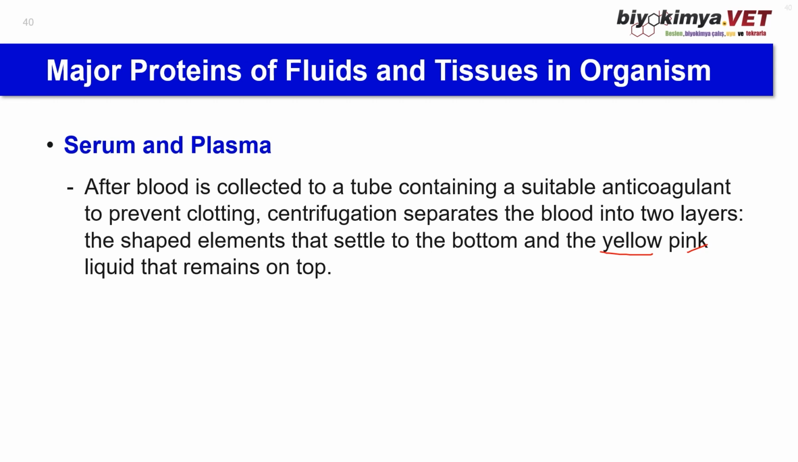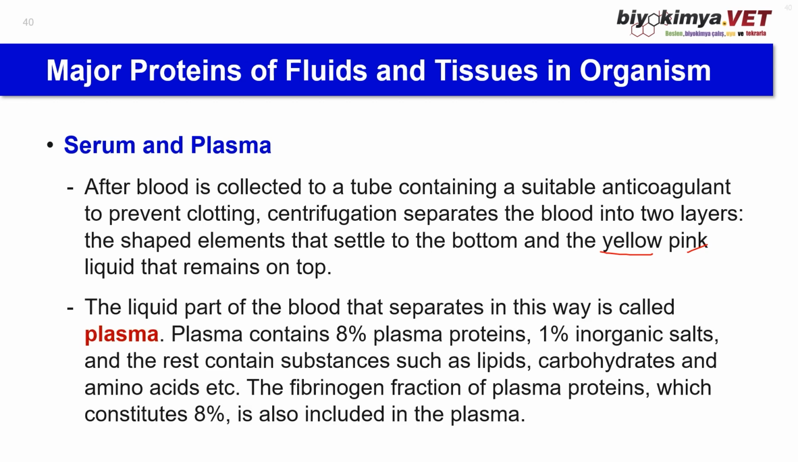So in general, serum and plasma are both components of blood. But the question is, what is the difference? They differ in their composition and the context in which they are used. So the liquid part of the blood that separates in this way, using an anticoagulant, is plasma. And plasma contains 8% proteins, plasma proteins, 1% inorganic salts, and the rest contains substances such as lipids, carbohydrates, amino acids, etc. And the fibrinogen fraction of plasma proteins, which constitutes 8%, is also included in the plasma. I can also say plasma is the form circulating in the blood, a fluid part of the blood.